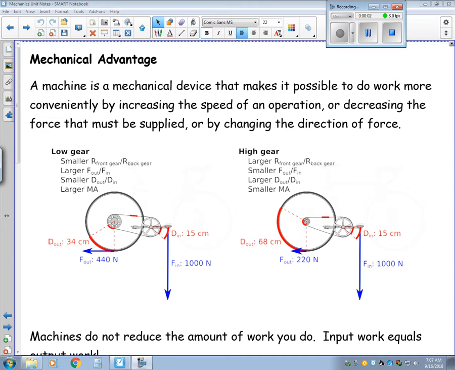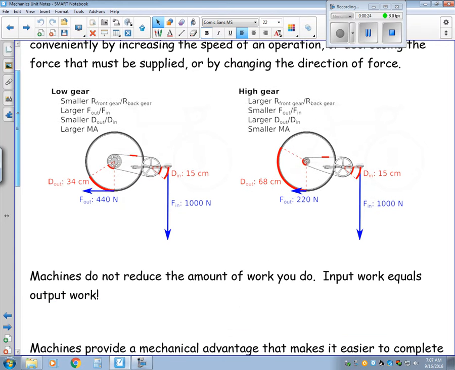This is video 4 for the mechanics unit. So in this one we're going to talk about mechanical advantage. Now remember that a machine is some sort of device that makes it possible to do more work conveniently by either increasing the speed of an operation or decreasing the force that you need to supply, or simply changing the direction of the force.